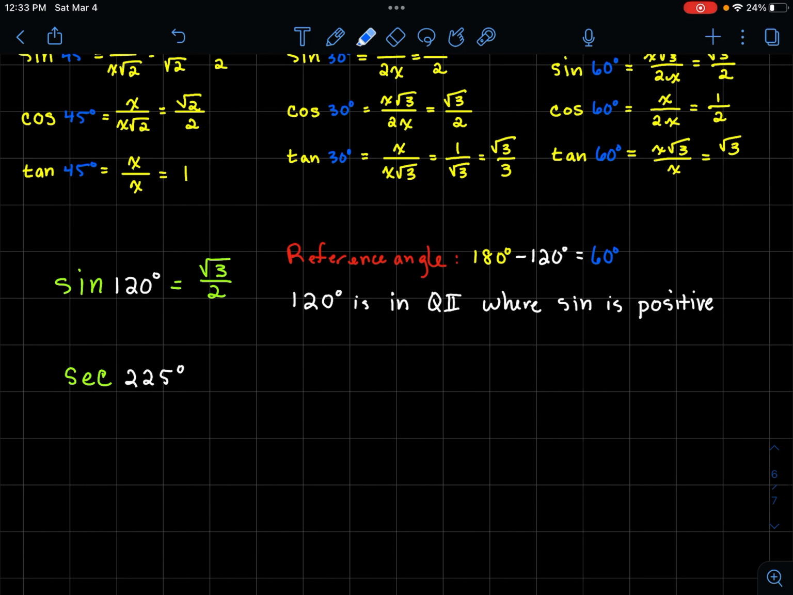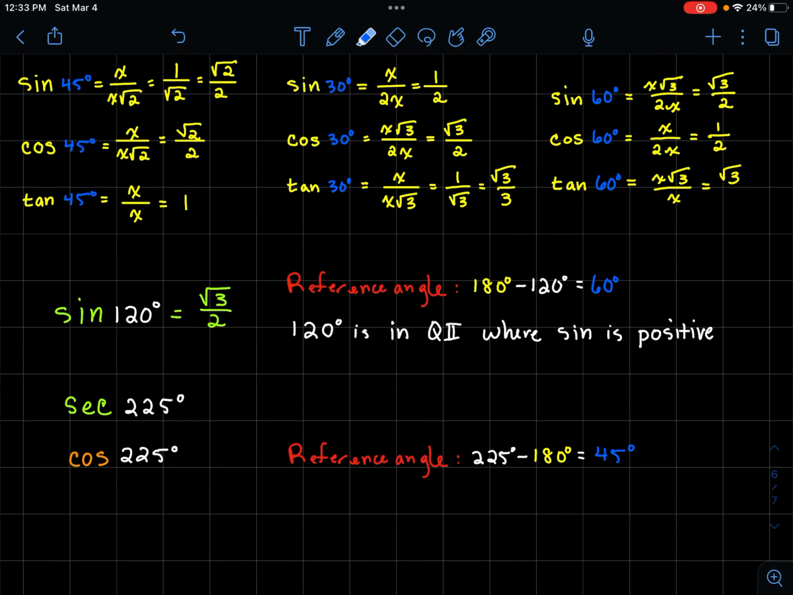How about the secant of 225 degrees? Well, if you remember that secant is the reciprocal function of cosine, we can work this problem out using the cosine of 225 degrees. But still, we need to figure out what is its reference angle. 225 minus 180 degrees, that gives us a reference of 45 degrees. So we go back up in here and ask ourselves, what would be the cosine of 45 degrees? That's square root of 2 over 2. So we'll start with that.